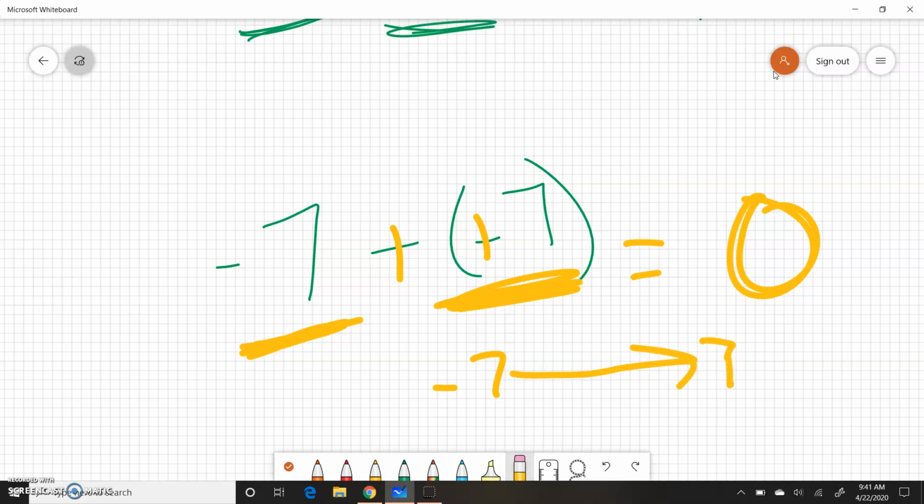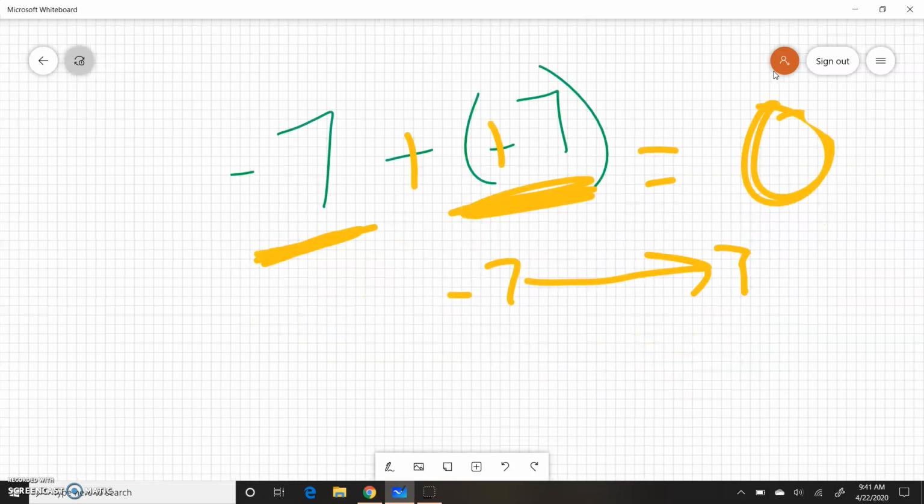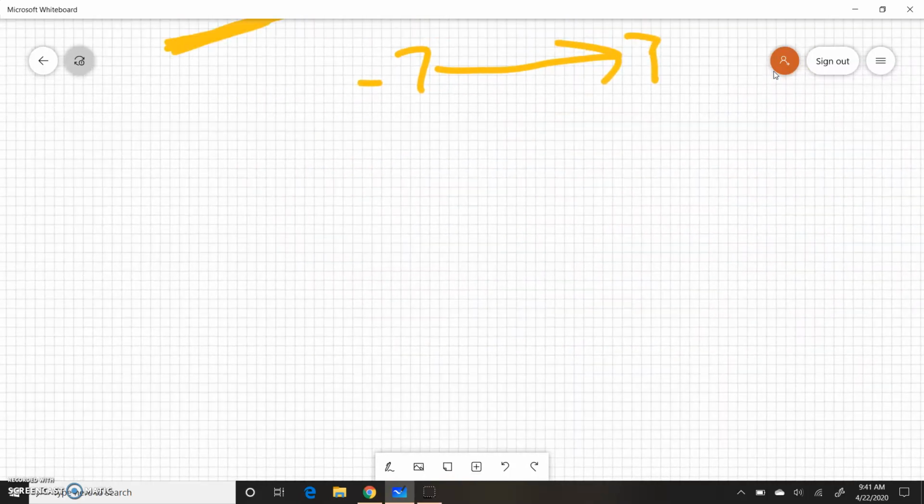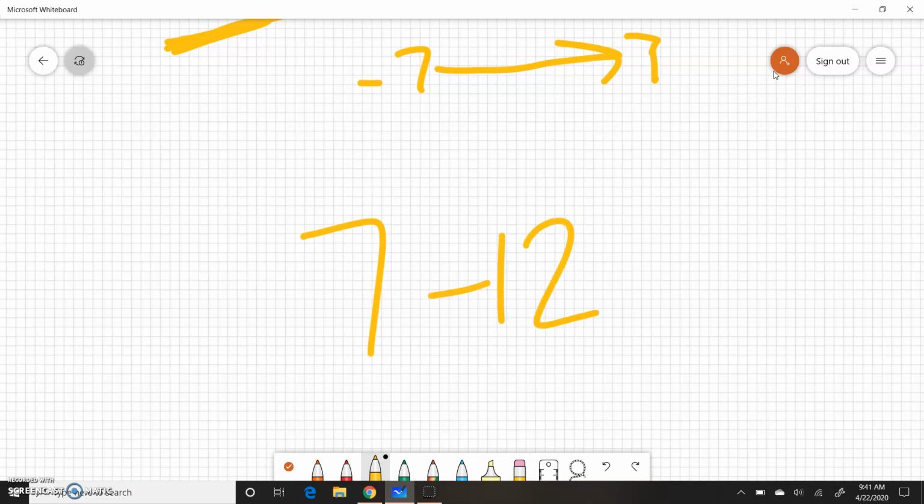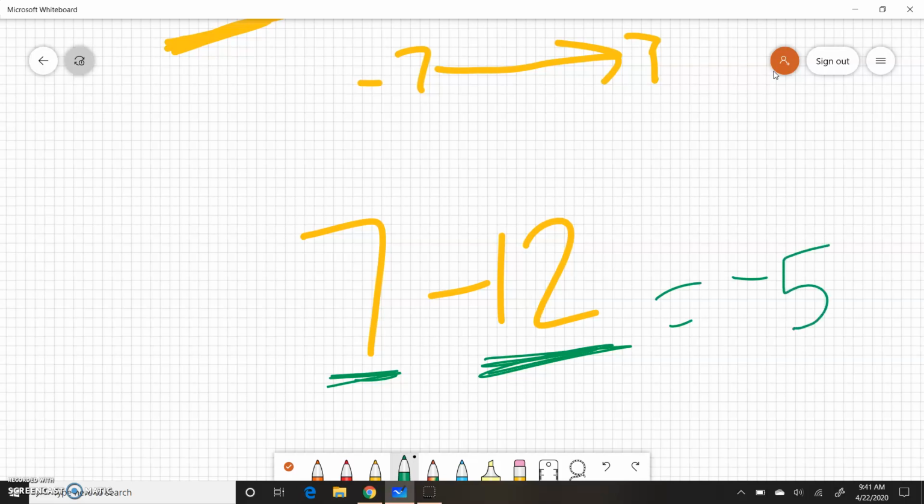Let's see. You could say you are 7 minus 12. So you could say you have $7, but you owe someone $12. So you can give them the 7 that you have, but you're going to be in the hole 5 because there's going to be 5 left over.